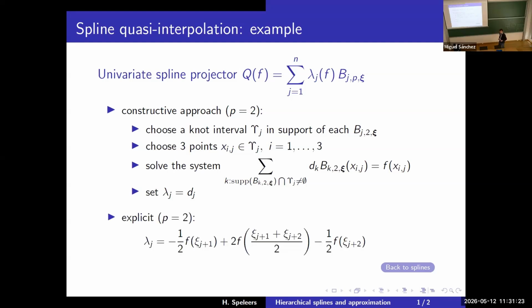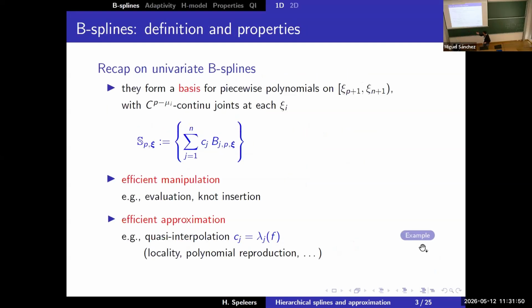Maybe if you like to have something more explicit, here is a formula for degree 2, where we compute the lambda j as just this thing. We take data from 2 knots and from the midpoints, and that's it. So we see it's very simple. There exist plenty of good schemes that guarantee us these nice properties. Okay, so that's the univariate setting. We know basically everything about that.